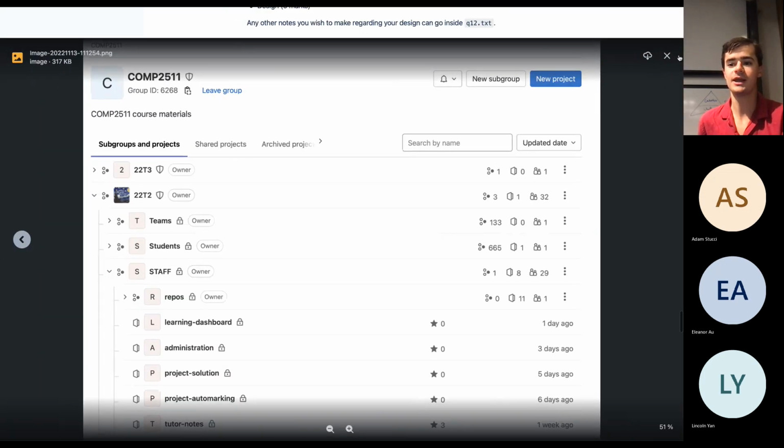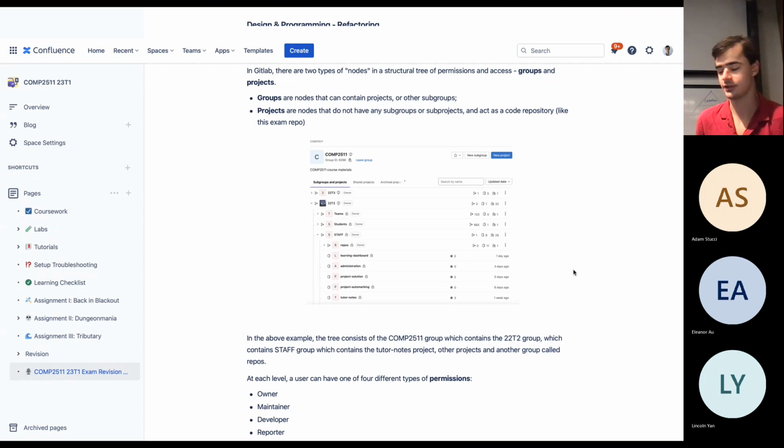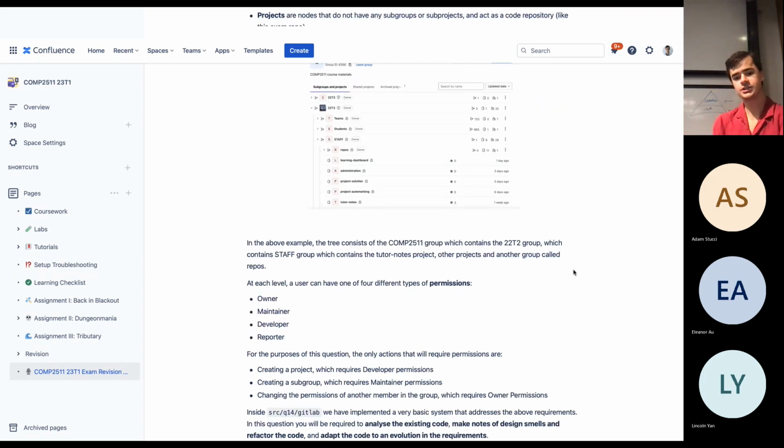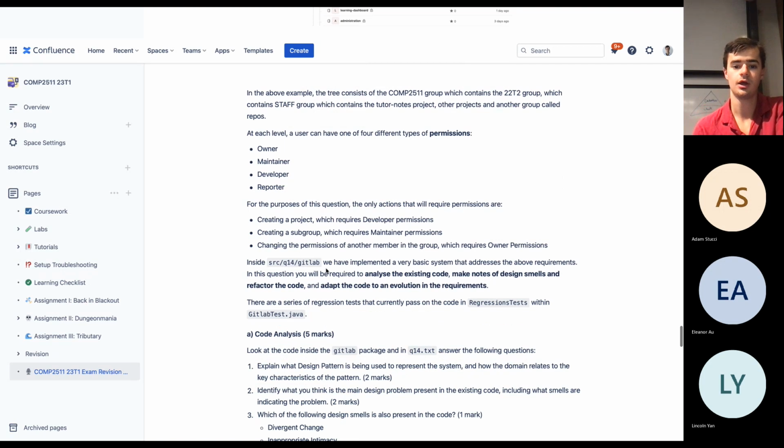Now, hopefully, immediately you're like, that's a certain design pattern, which I'm not going to spoil for you yet. If you haven't got it, think about it. There's a tree, that's another big hint, which contains, as I just explained. At each level, the user can have a type of permission. The only actions that require permissions are creating a project, which needs developer or subgroup maintainer, and changing permissions of another member in the group, which requires owner permissions.